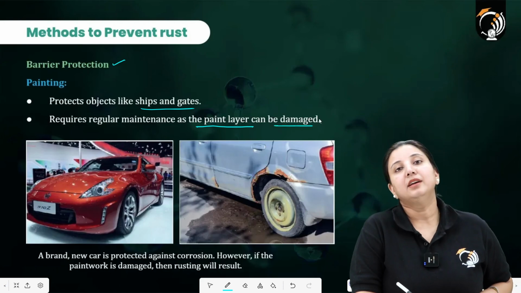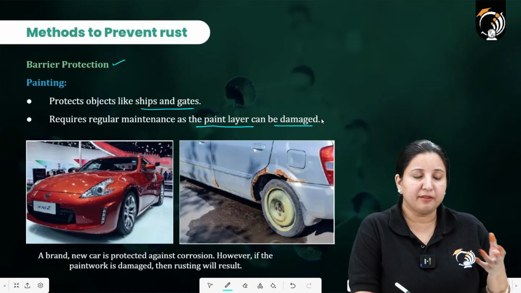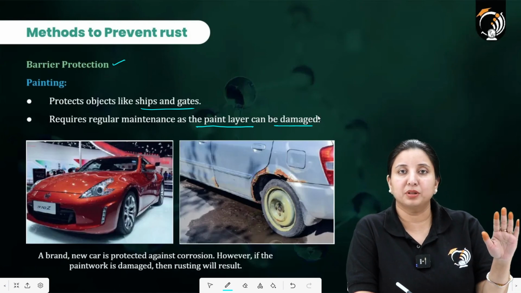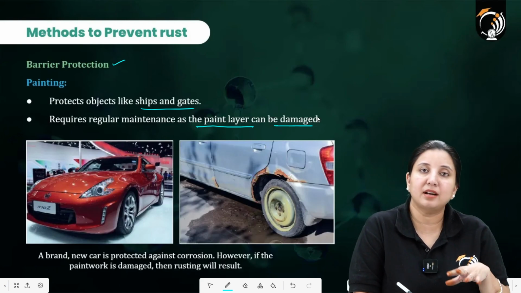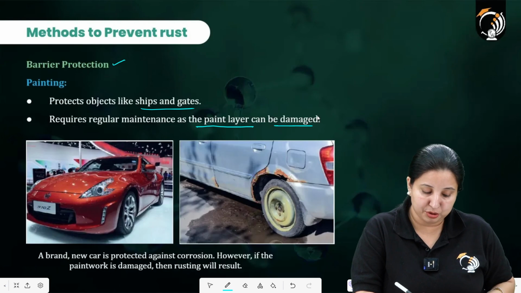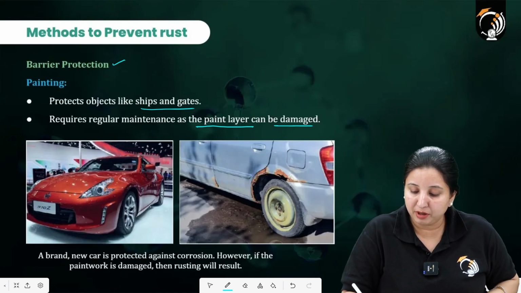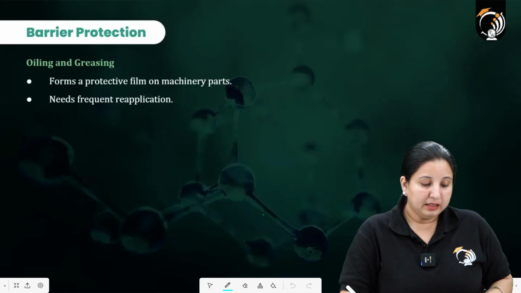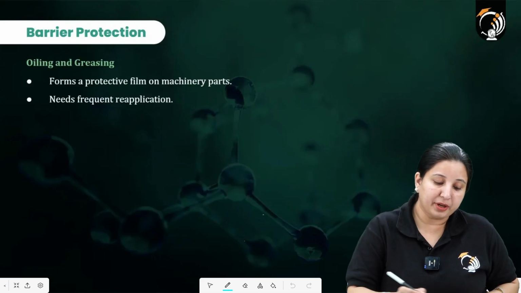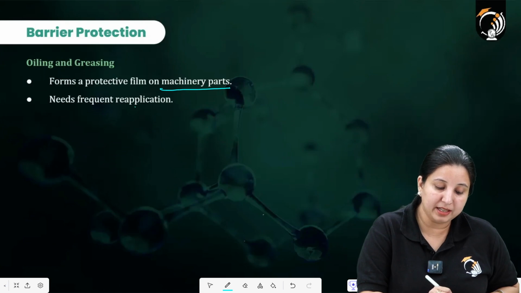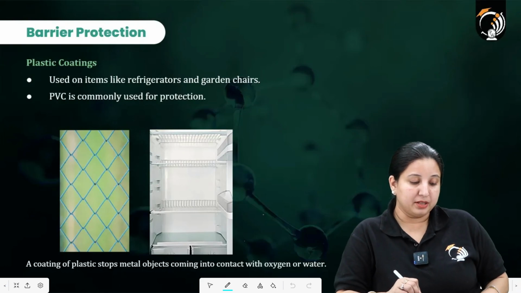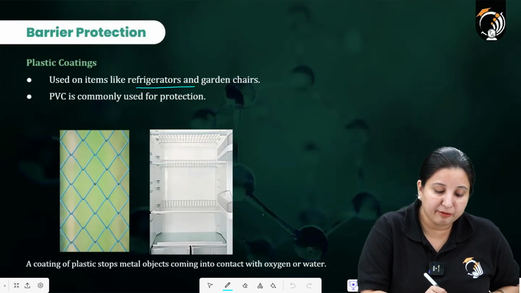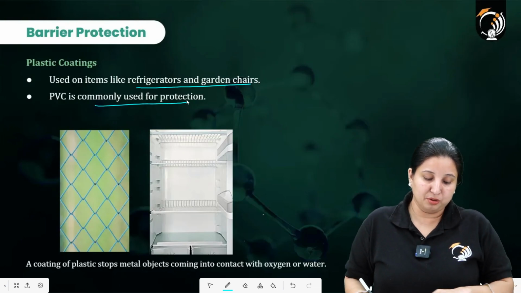This we have seen many times, that whatever vehicles and everything, we just paint the surface, and if the paint gets removed from there, the iron starts getting rust. So we require regular maintenance of that. Then oiling and greasing. It forms a protective film on machinery parts and needs frequent reapplication. Then plastic coatings. It is used on items like refrigerators and garden chairs, and PVC is commonly used for the protection over here.